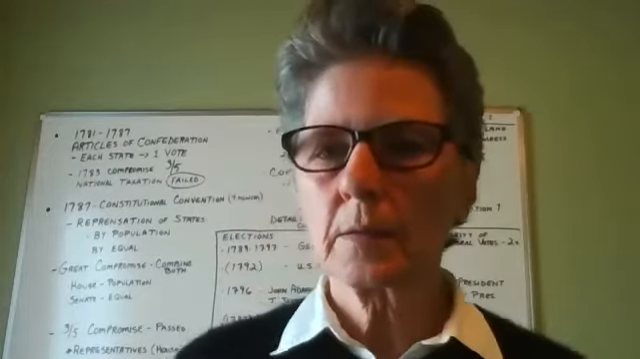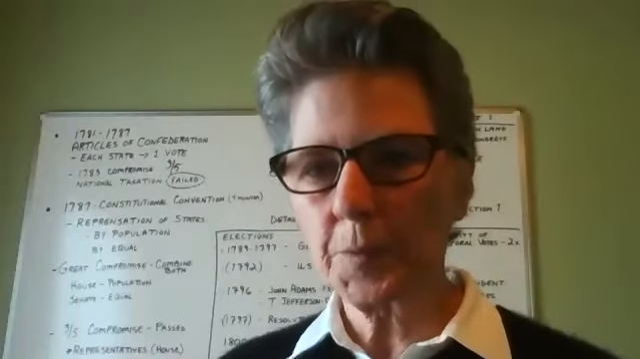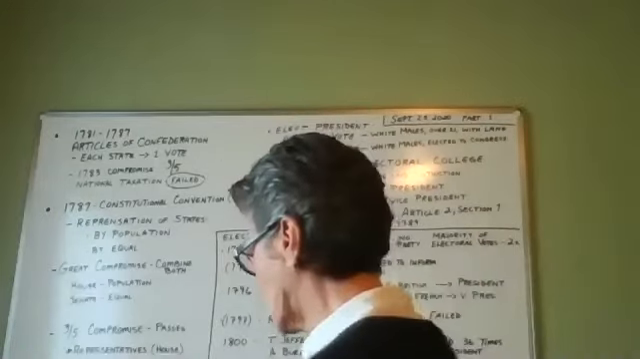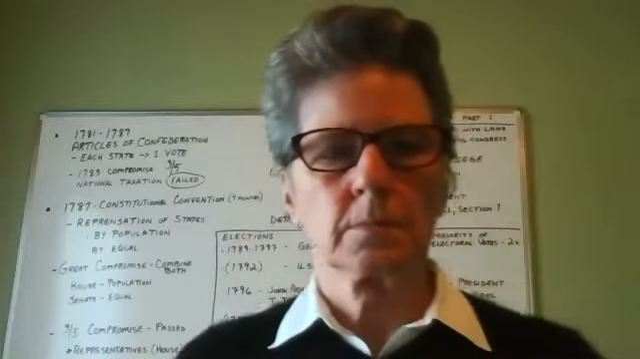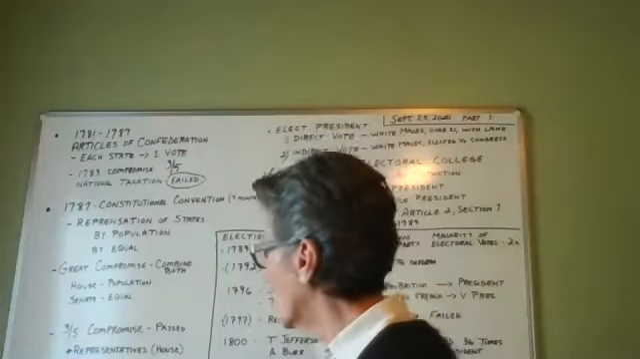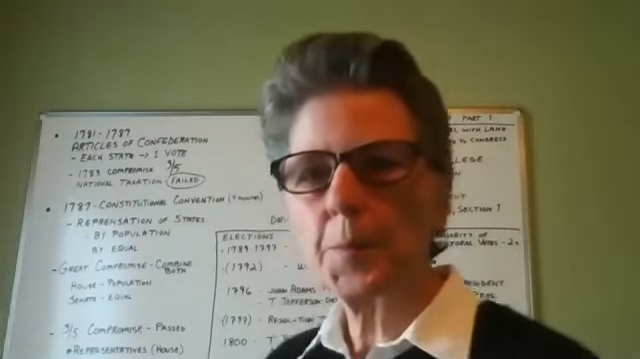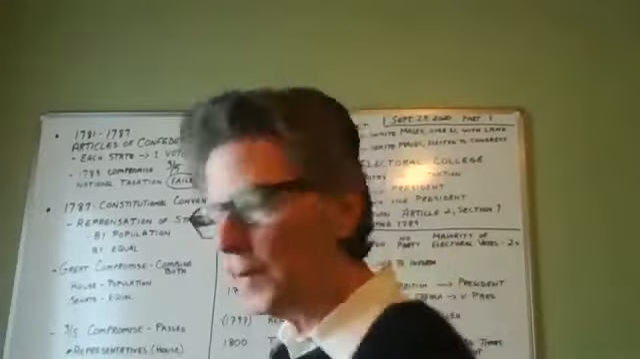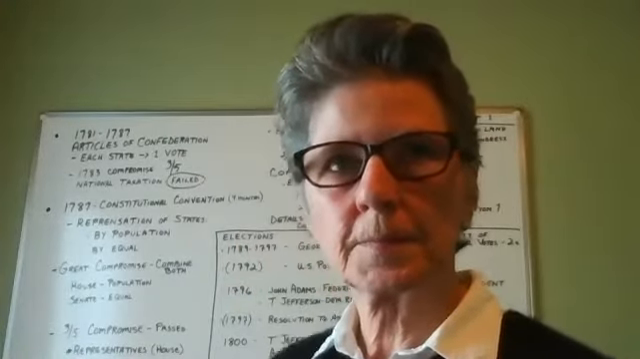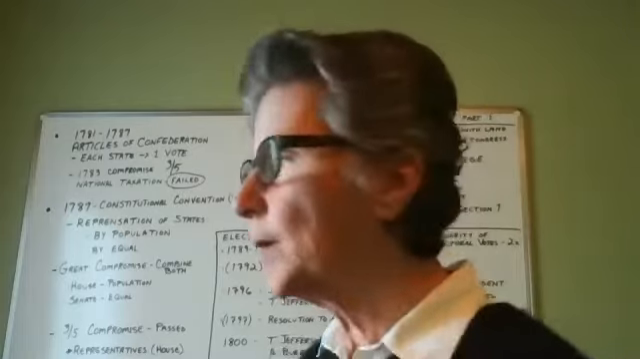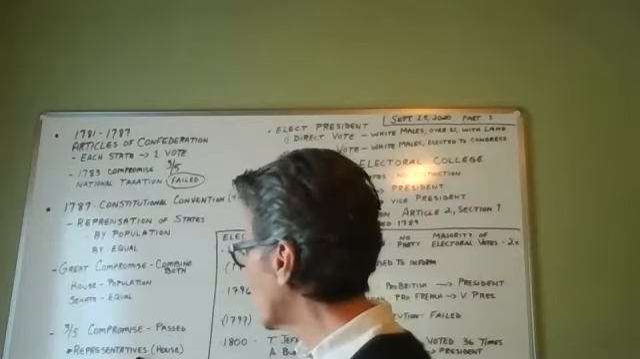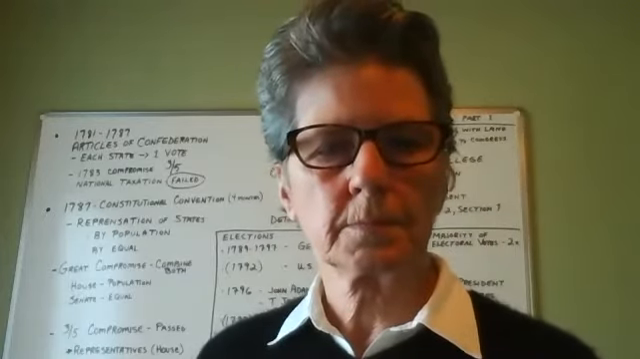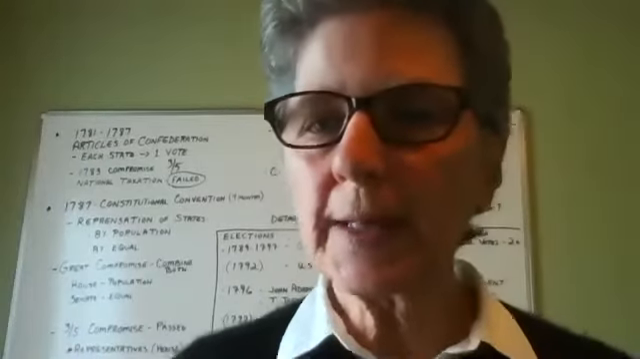So basically, out of every 5 enslaved people, only 3 counted. This compromise passed. The South saw the benefit. They received 1/3 more representatives and electors. They knew it gave them more power.